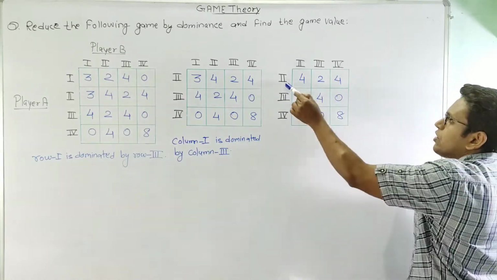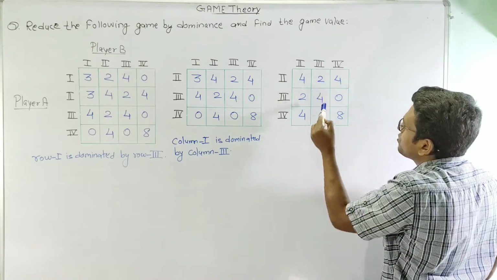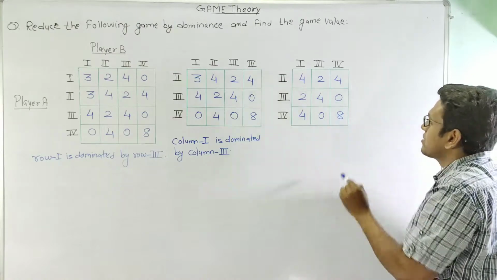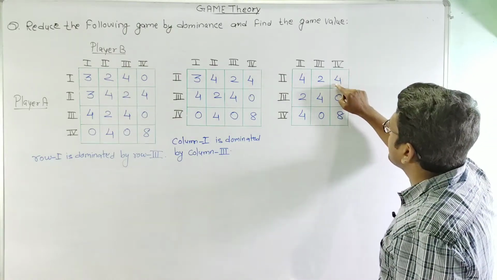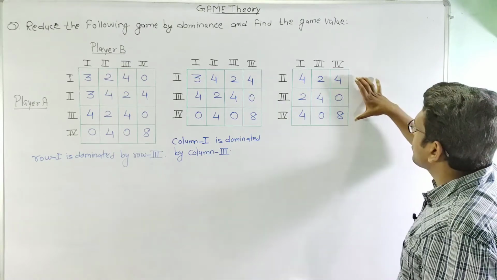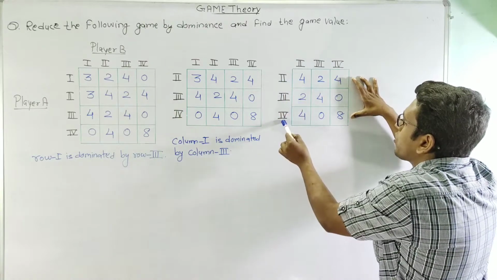Now let us compare row 2 and row 4. This is 4, this is 4, equal. This is 2, this is 0, this one is greater. This is 4, this is 8, so this is lesser. So we can see here, this is greater, this is lesser. So here also we do not have any dominance between row 2 and row 4.